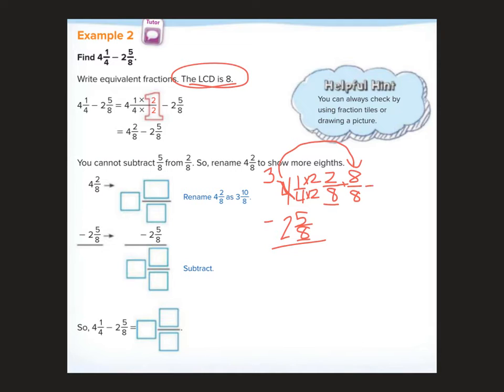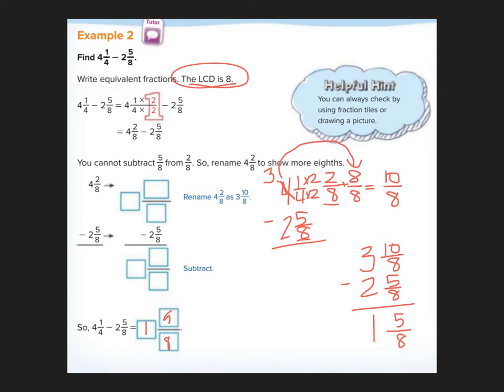So now what I have here is 10/8 minus 5/8. If I was going to rewrite this problem, now I'm looking at 3 10/8 minus 2 5/8, which I think is kind of easier to do once you do all of your converting, right? So I can do this. 10 minus 5 is just 5/8. 3 minus 2 is 1. So my final answer should be 1 5/8.